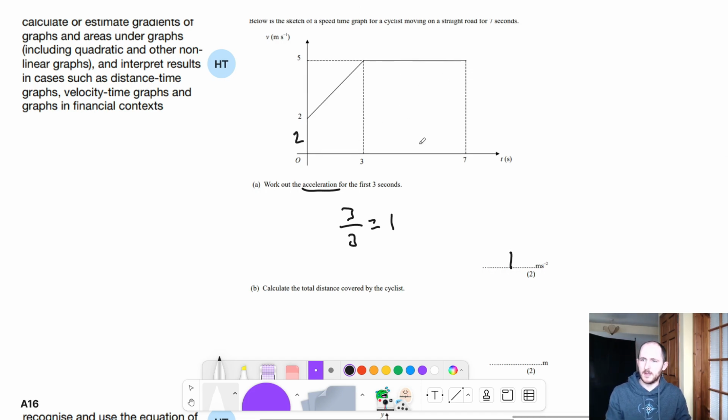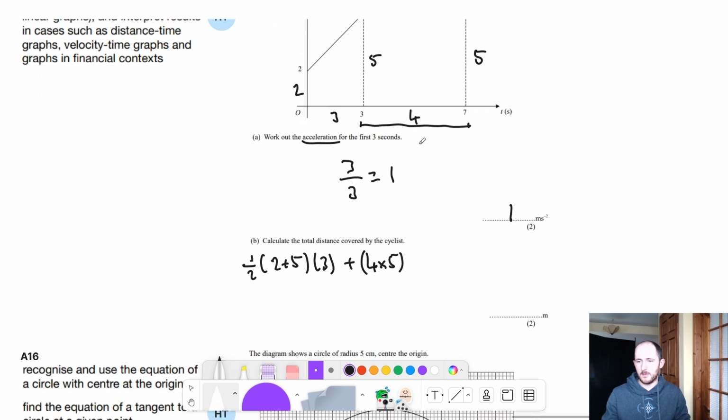So that side's 2, this side is 5, this side's 3. Now the width of this rectangle here goes from 3 to 7, so the width is 4 and the height is 5. The area of a trapezium is a half (a + b), the 2 parallel sides, so 2 plus 5, times the width, so the height, which is 3. And you're going to add on 4 times 5.